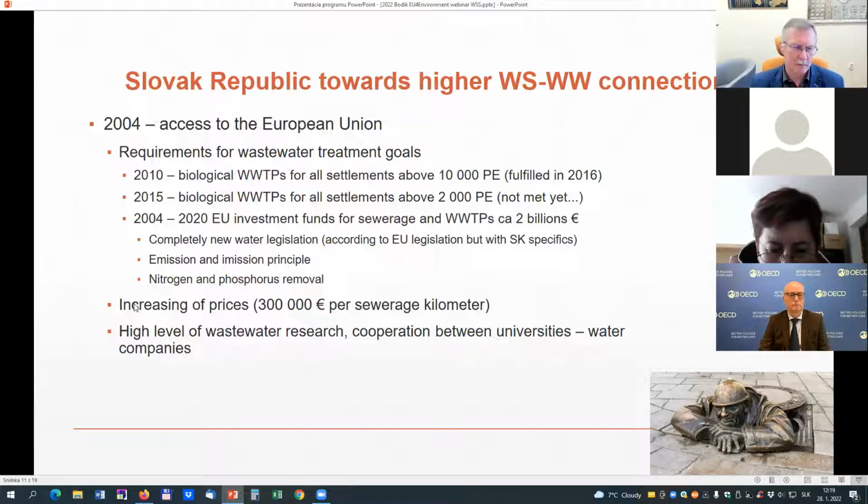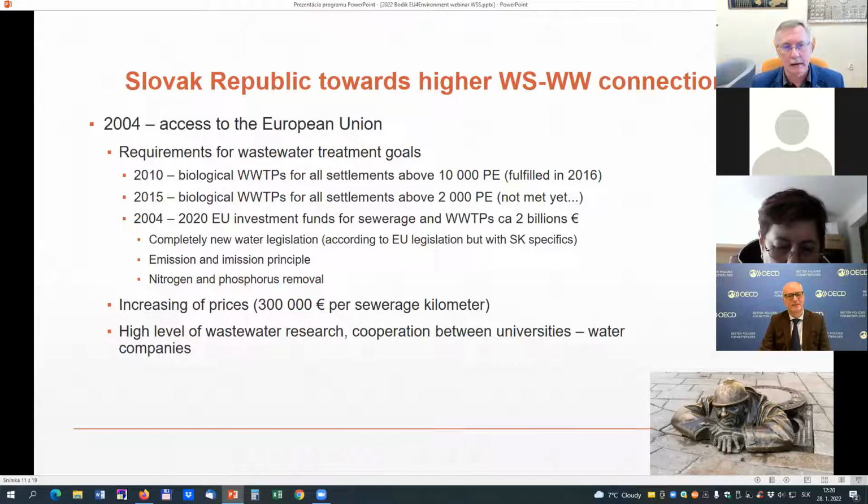What is typical for us, I think, is the very, very high price of a sewage kilometer. The investment price for a sewage system is 300,000 euro per sewage kilometer. I know that in comparison with other countries, it is the highest price. I don't know why. Because the money is not from the Slovak government, probably the money is from the European Union, and then the constructors are going with prices higher and higher.